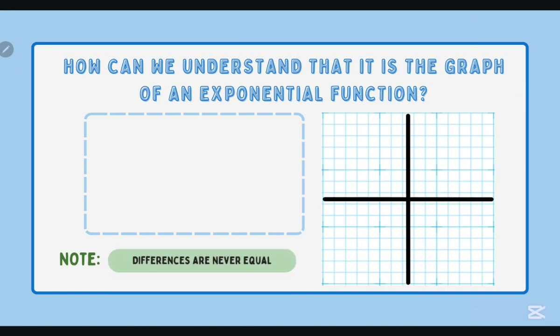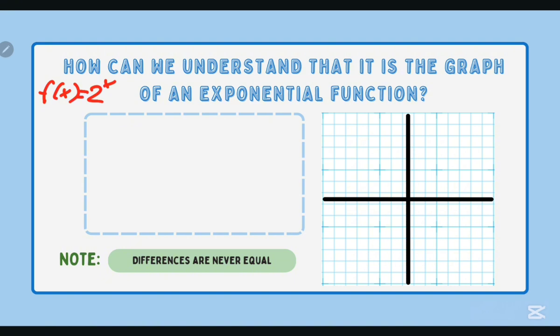How can we understand that it is a graph of an exponential function? I will represent it with x to the power of 2. The same applies to the others. Sorry, it's not x to the power of 2, it is 2 to the power of x. f(x) equals 2 to the power of x. I will show you.